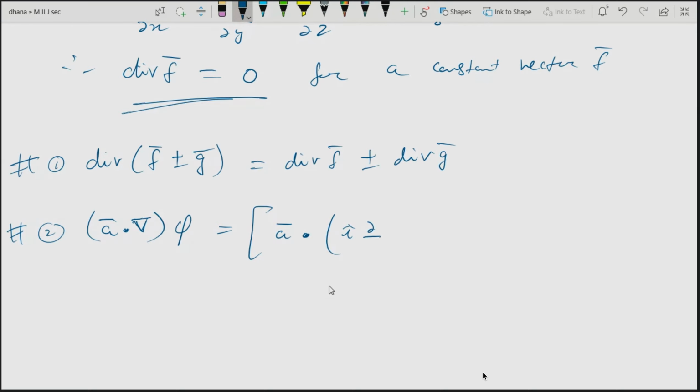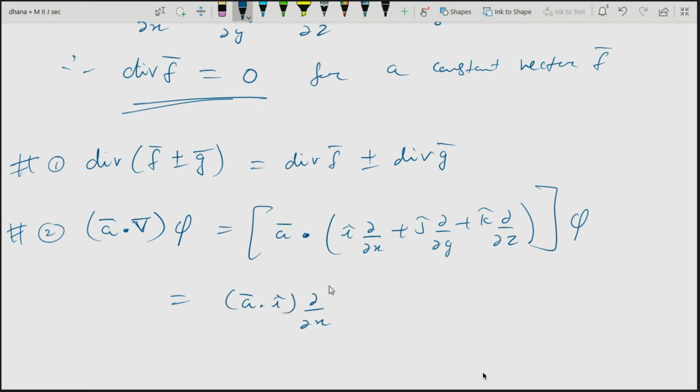Operator del is I cap dou by dou x plus j cap dou by dou y plus k cap dou by dou z. Now you apply this whole thing on this one. A bar is also a vector, so you will get this result for I cap, for j cap, for k cap. So that is A bar dot I cap dou by dou x plus A bar dot j cap dou by dou y plus A bar dot k cap dou by dou z. And this whole thing needs to be applied on phi.